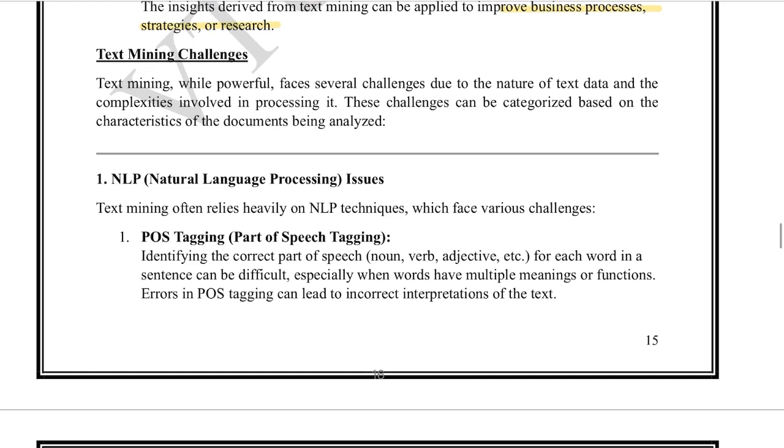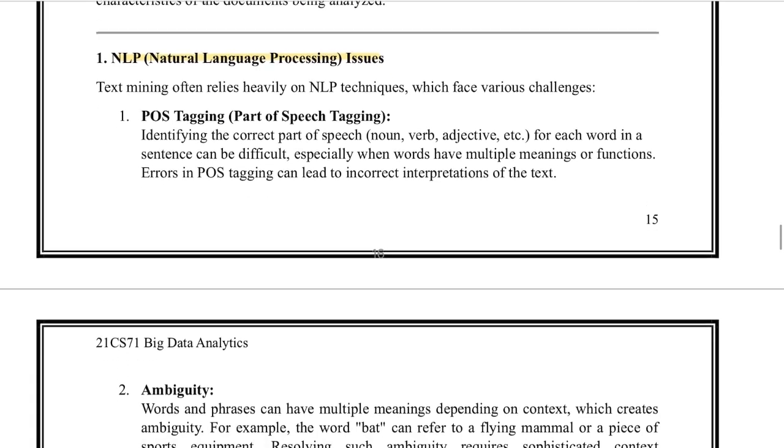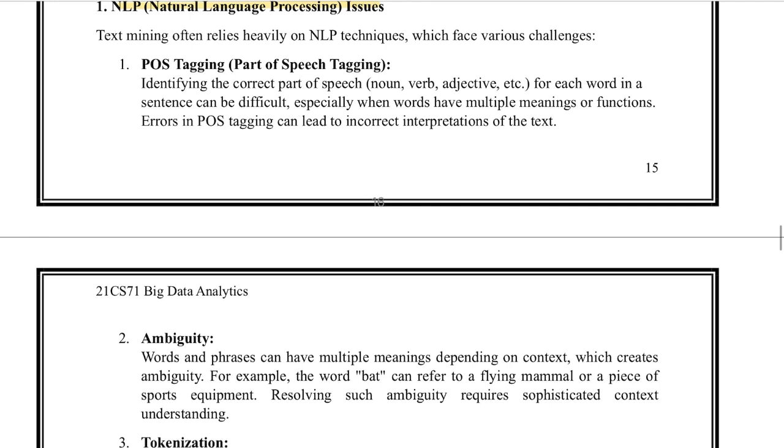Next is text mining challenges. Now, what are the challenges faced in text mining? First is NLP, natural language processing issues. In POS tagging, that is the first stage, part of speech tagging, identifying the correct part of speech for a word in a sentence can sometimes be very difficult, especially when the same word has multiple meanings. In that case, POS tagging is not a good option.